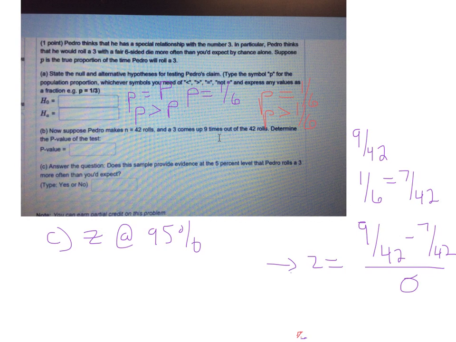that we got here. And if it turns out that Pedro's score is in the critical region, so that your z-score from here is greater than this z-score, then you would say that yes, there is evidence to suggest that he's getting 3 more often than he should. If it doesn't, and it leaves him in the normal region, then you would say no. That would mean that his z-score is lower than the test statistic z-score, and you would say no, there is no evidence to support that.